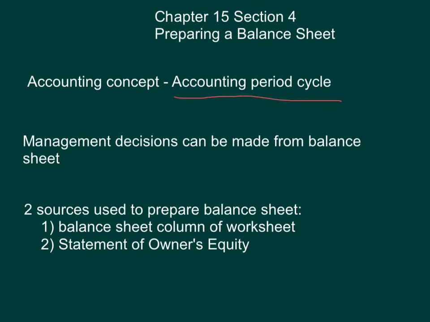The balance sheet can be used to make management decisions, such as should you purchase additional plant and property equipment or take out a long-term loan. Based upon looking at the balances on your balance sheet, this information is helpful. Two sources that you're going to be using to prepare your balance sheet: the balance sheet column of your worksheet and also the statement of owner's equity, which was prepared in Section 3.